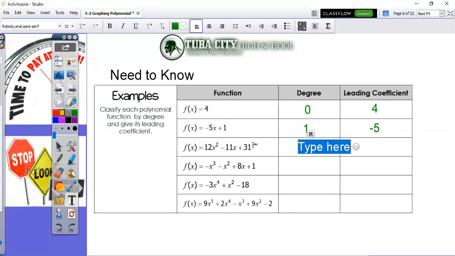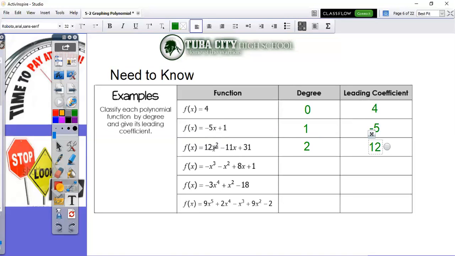So this trinomial here has the highest power of 2. So 2 power, 1 power, 0 power. That makes this a 2-degree polynomial. And the highest power, 2, is paired with the coefficient of 12. So that would make the leading coefficient 12.